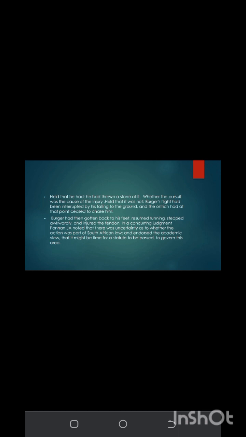Ponnan J.A. noted that there was uncertainty as to whether the action was part of South African law and endorsed the academic view that it might be time for a statute to be passed to govern this area.